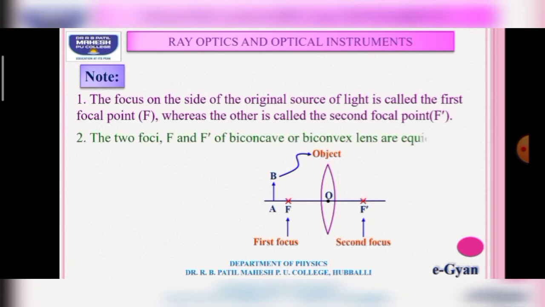The two foci F and F dash of biconcave or biconvex lenses are equidistant from the optic center. These two foci will be at equal distance for a biconcave or biconvex lens.